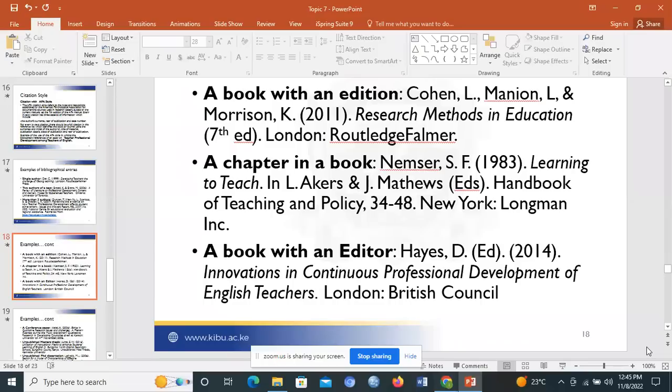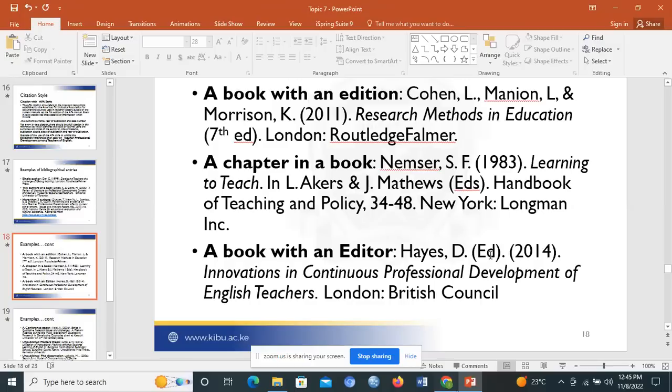Students, take note that when we had the 7th edition, or when we're talking about a book with an edition, the ED was small. That means edition. When it is the editor, the E is capital.